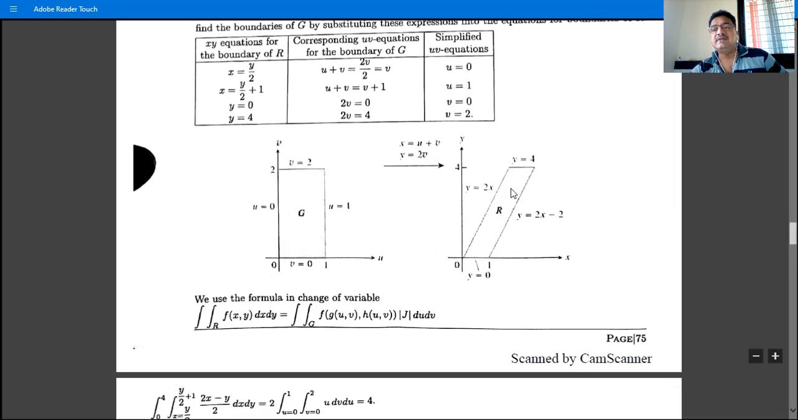And then y is equal to 2x. Substitute x as u plus v, y as 2v. So y is equal to 2x becomes 2v equals 2 into u plus v, that is 2u plus 2v. So we have u is equal to 0. Y is equal to 2x is converted to u is equal to 0. And y is equal to 0 means v is 0.